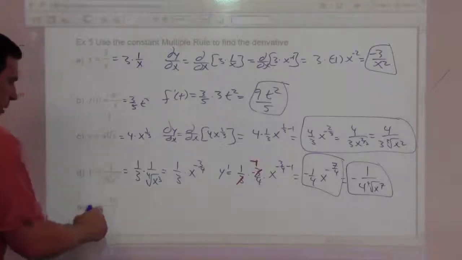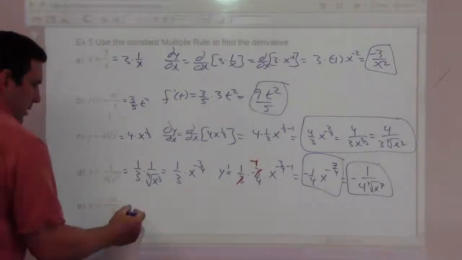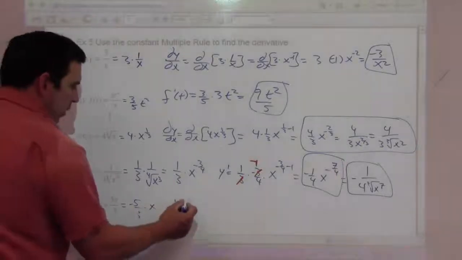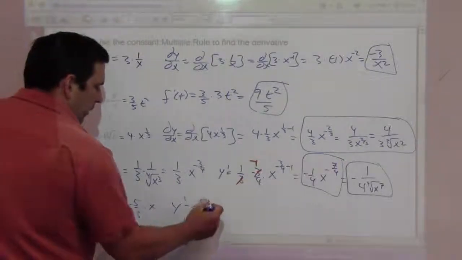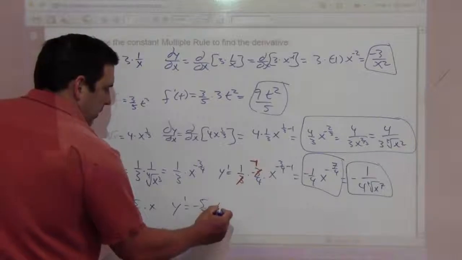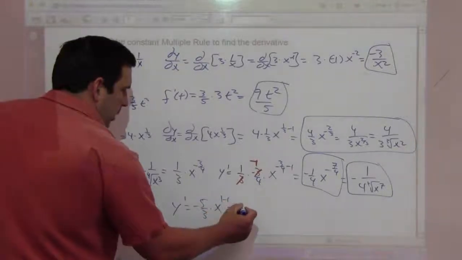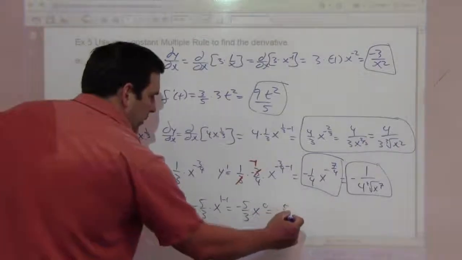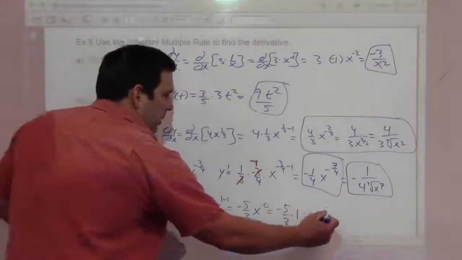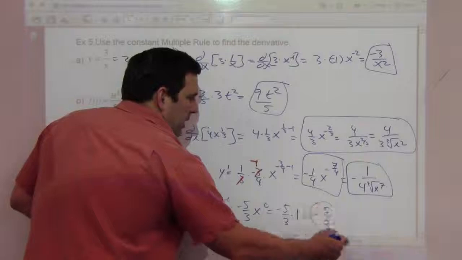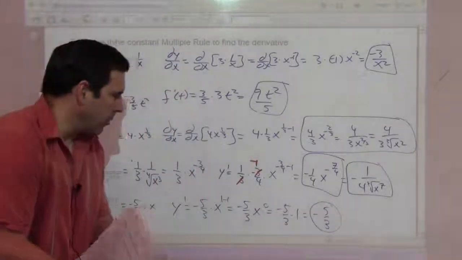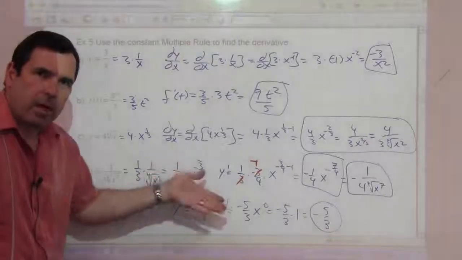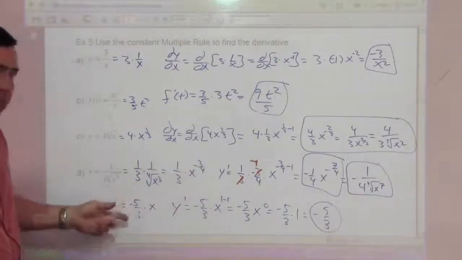And for e, y equals negative 5/3 x. Think of that as negative 5/3 times x. So y prime would be negative 5/3 times x to the 1 minus 1. It's negative 5/3 times x to the 0, which is negative 5/3 times 1, which is negative 5/3. Probably one of the easiest ones, and I dragged it out as long as possible. When you have a linear term, its derivative is just going to be a constant, which is the coefficient, in this case.